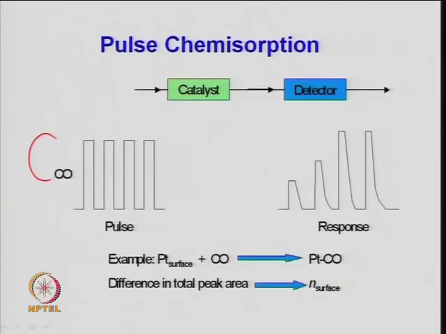Same thing here, pulse chemisorption. This is carbon monoxide gas, CO, a pulse has been given. So, the response is something like this. This simply shows that after this the chemisorption is over; this is the response from the detector. So, platinum and CO, it is just associative adsorption. So, the difference in total peak area is nothing but the number of surface sites.